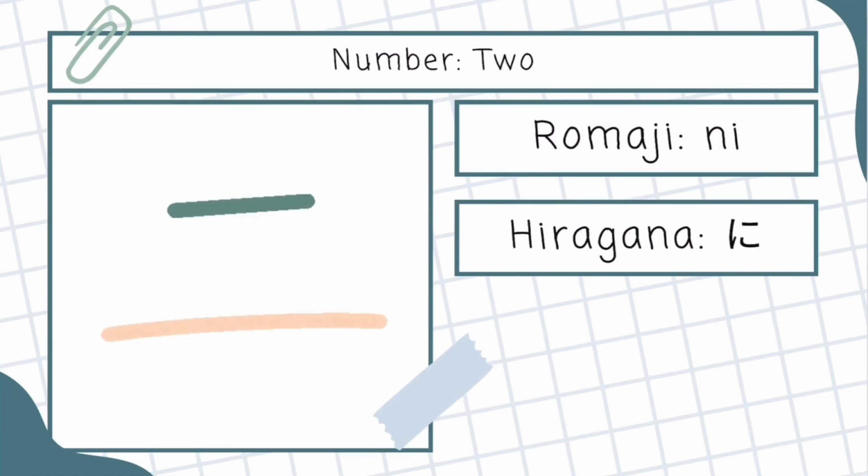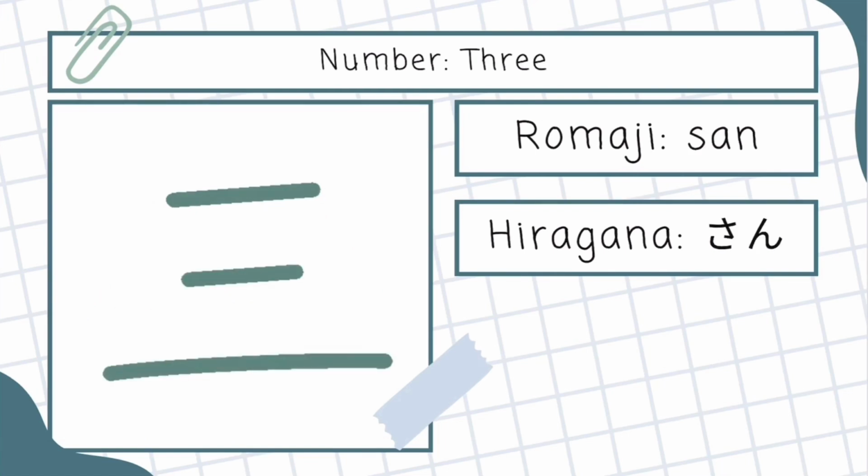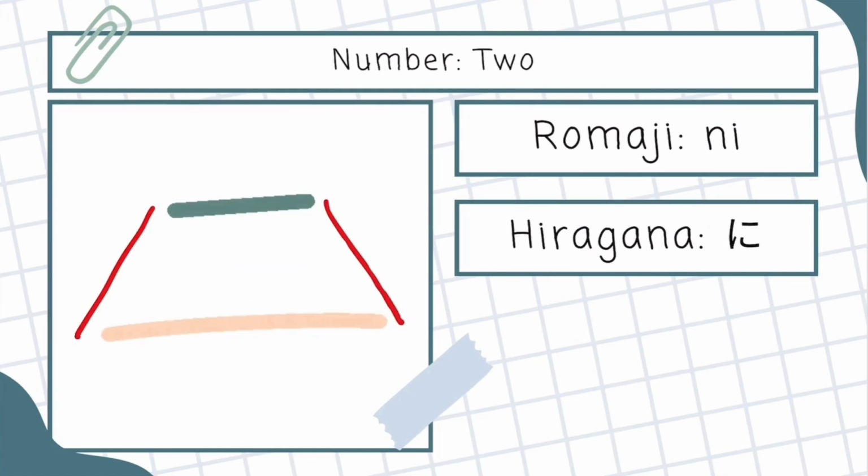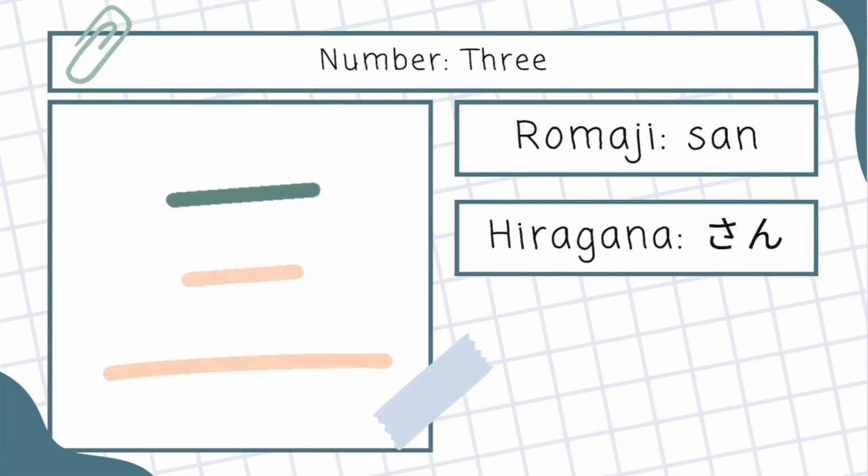Two, ni. This here is its kanji, two strokes, nice and easy. Make sure the top stroke is smaller than the bottom stroke. It should be a nice little triangle shape. Trapezoid, quadrilateral. Oh my gosh, it's been too long.